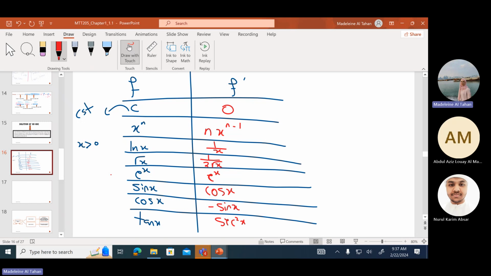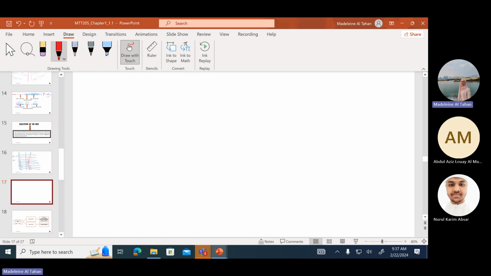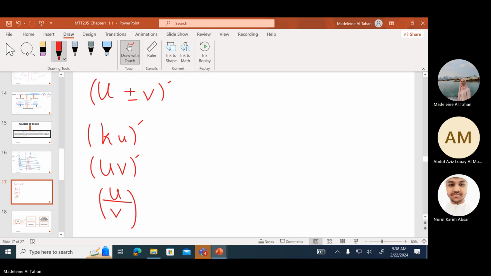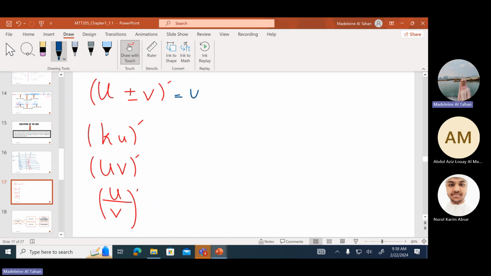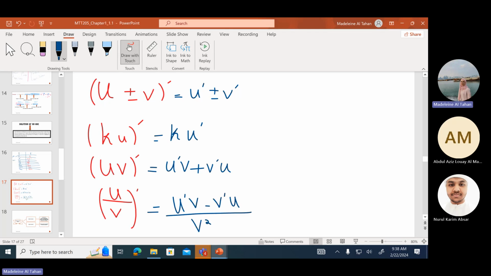Done? Okay. Now, let's put some properties about derivatives. If we have addition, what do we do? If we have scalar multiplication, what do we do? If we have multiplication, and if we have division. So the first one, we separate them, right? And this one, the k is a constant, so it stays outside. The product rule: u prime v plus v prime u, or u v prime, and this one, u prime v minus v prime u over v square.